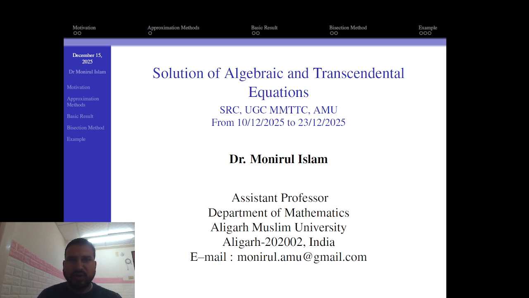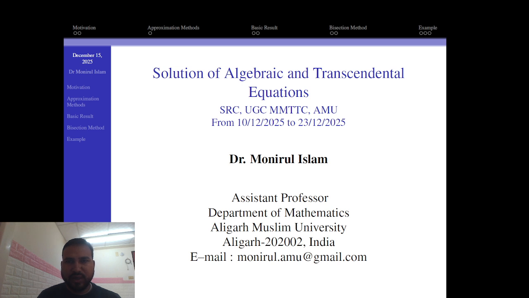For example, if f of x is quadratic, that means f of x is equal to x square plus bx plus c is equal to 0. So we can easily find the roots of this quadratic equation by using the algebraic formula, that is x is equal to minus b plus minus under root b square minus 4ac upon twice a. So this is the formula to find the roots of a quadratic equation.